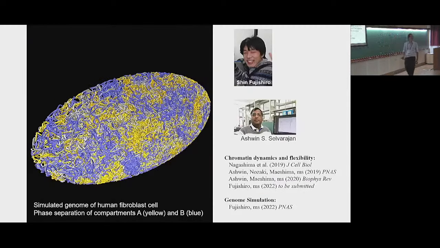And this is the last slide. Most of the calculations were done by Shin Fujishiro. And Ashwin Selvarajan analyzed the statistical data of the single nucleosome dynamics.